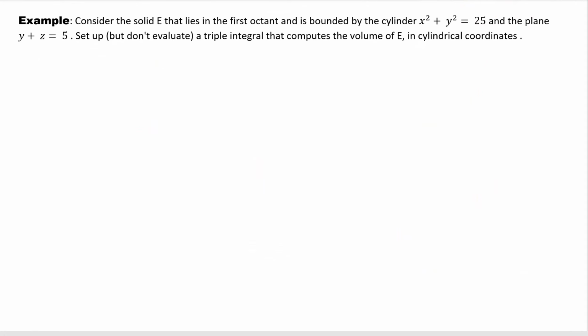Consider the solid E that lies in the first octant and is bounded by the cylinder x squared plus y squared equals 25 and the plane y plus z equals 5. Set up but don't evaluate a triple integral that computes the volume of E in cylindrical coordinates. So let's draw some picture.